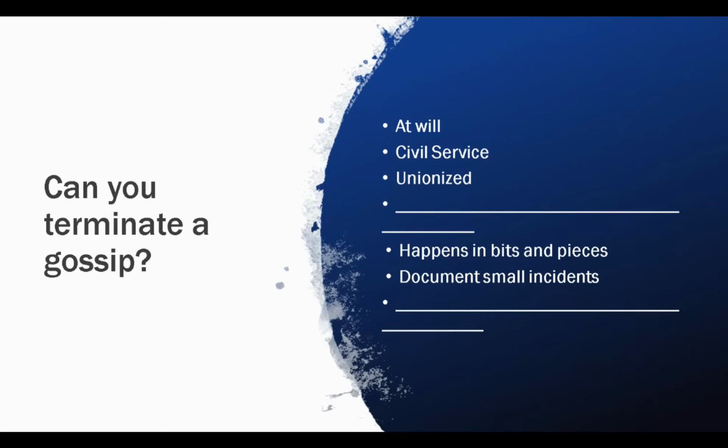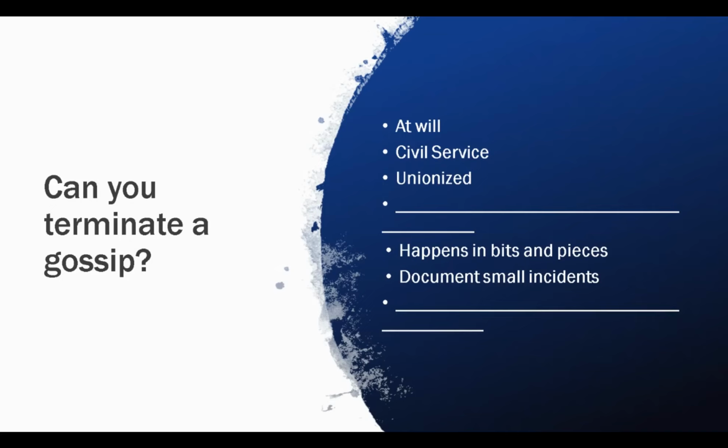The biggest difference is that at-will employees don't get a 30-day waiting period after they're notified of intent to remove them from the position. But whether your agency is at-will or civil service, you can terminate an employee for gossiping because it's considered creating a hostile work environment.